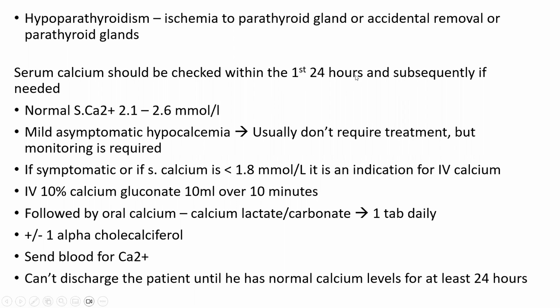Normal serum calcium is around 2.1 to 2.6 millimole per liter. Mild or asymptomatic hypocalcemias usually don't require treatment, but you will have to monitor them. If symptomatic or serum calcium is less than 1.8, you have to give IV calcium. So that's how you give it: IV calcium gluconate 10%, 10 ml over 10 minutes, followed by oral calcium, that is calcium lactate or carbonate, 1 tablet daily.